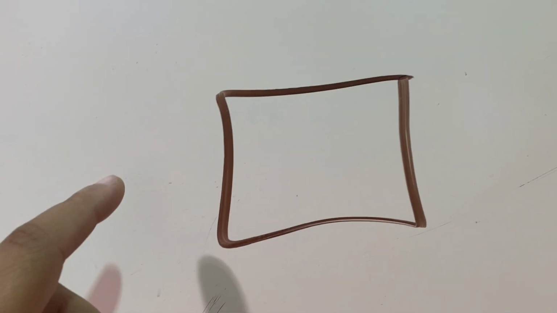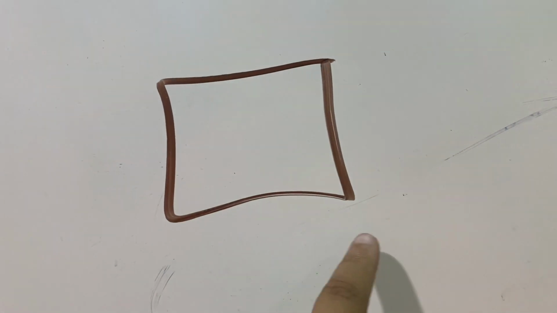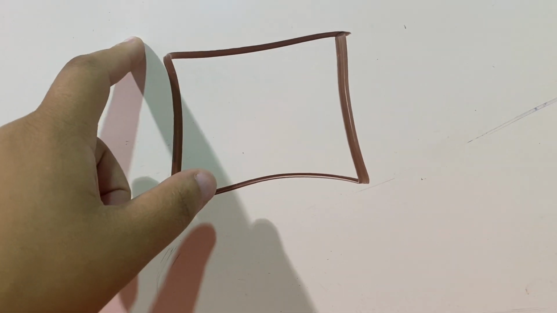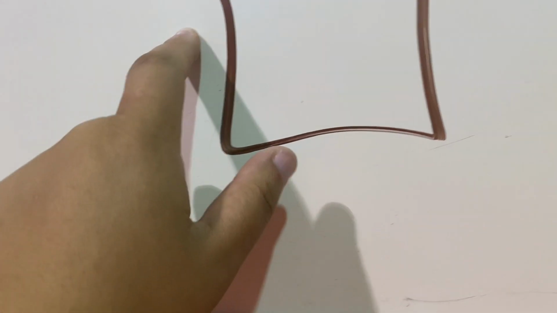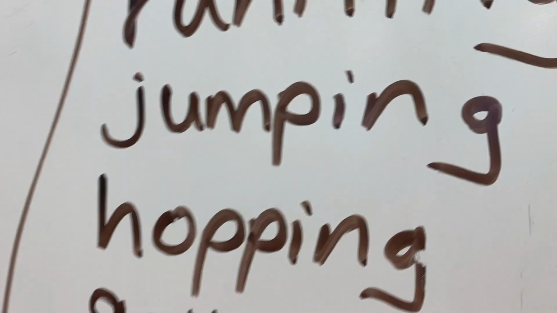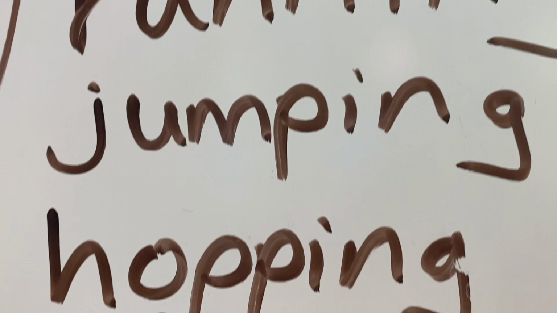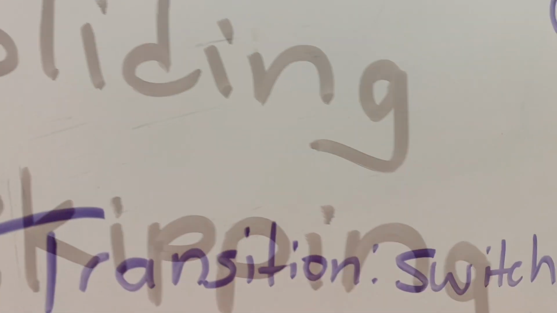The last pathway is a square. It has one, two, three, four sides. So when you're walking, just think you're walking in a square. Here, here, here, here. Again, try it. Walking, running, jumping, hopping, galloping, sliding, and skipping.